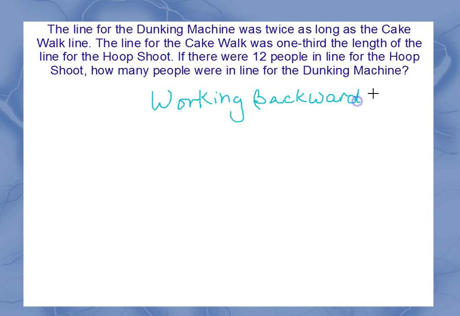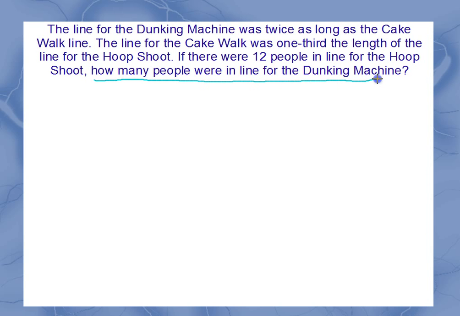All right. This is another problem-solving strategy, where you actually do work backwards through the problem. But as in any word problem, we first need to make sure we know what the question is asking us, so we answer the correct problem and give the correct answer to the correct question. In this case, we are looking at how many people were in line for the dunking machine.